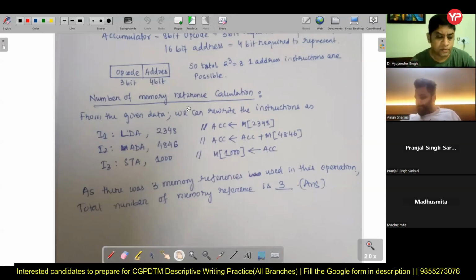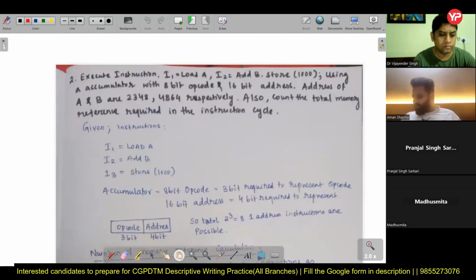Yeah, over to you, man. Madhu, in this question, I don't think that you have understood the question correctly. See, two instructions are given, load A and load B. So they will be stored something like that.